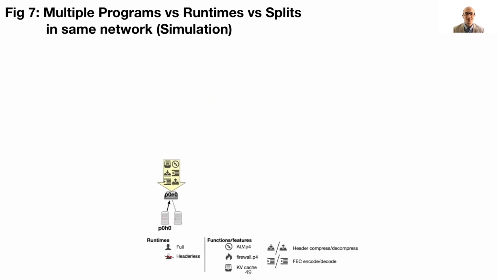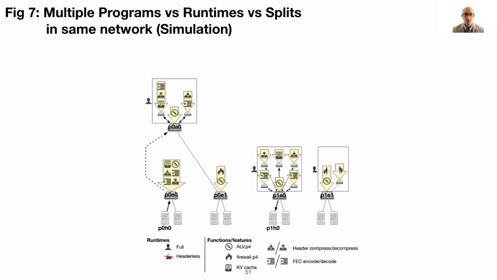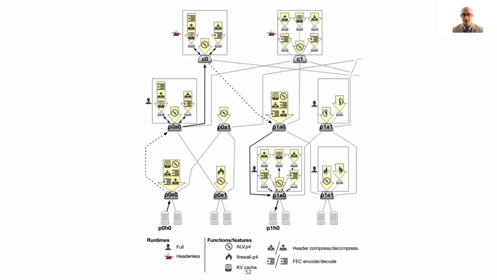Figure 7 in the paper shows the results of a simulation we did that involves running multiple programs split in multiple ways using multiple runtimes in the same network simultaneously. The details of how to interpret this are in the paper, but just intuitively, what you can see there in the bottom left is a program running on the switch, and all the functions are integrated into the program. We connected this to a switch where some of the functions have been offloaded, and we progressively describe the programs running on switches in the rest of the network. All these programs are running simultaneously.